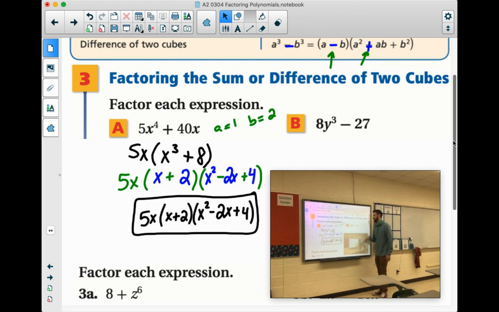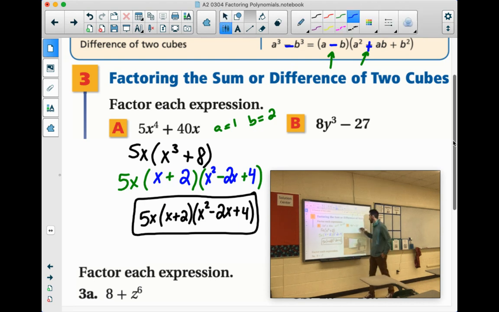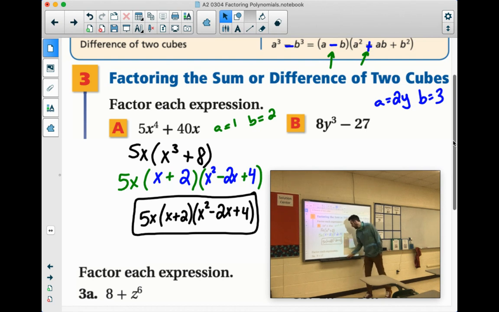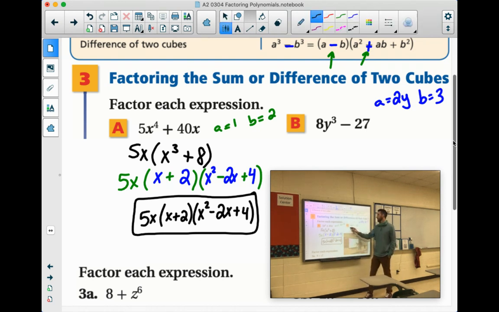Surprise, surprise. There is no common factor with 8y to the third and 27, but those are both perfect cubes. 8y to the third is 2y times 2y times 2y. 27 is 3 times 3 times 3. So we're going to consider this like A is going to be 2y and B is going to be 3. So if we then drop in our stuff here, let's see. It has minus, which means our binomial gets the minus. Trinomial starts with the opposite and always ends in plus.